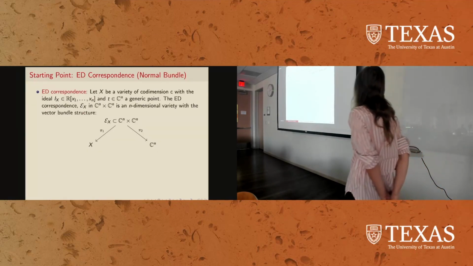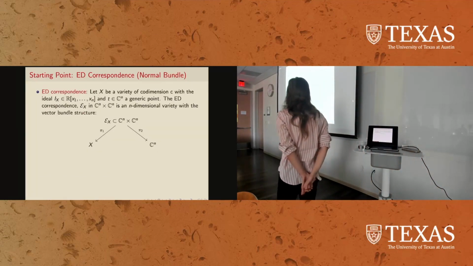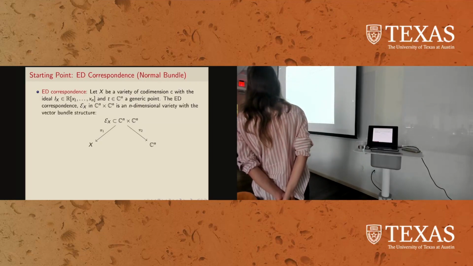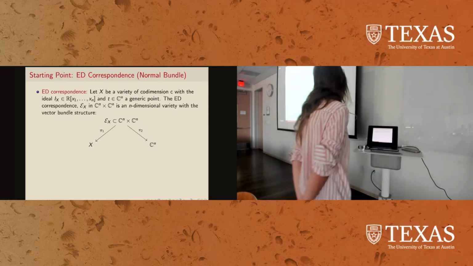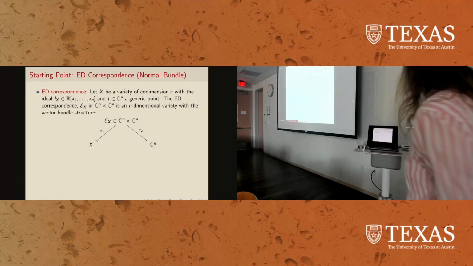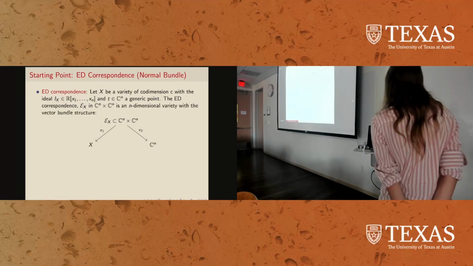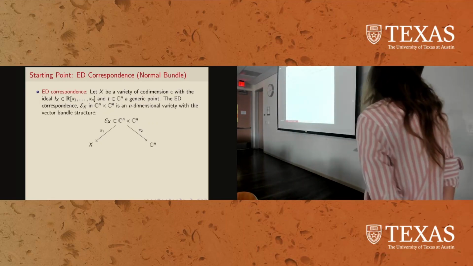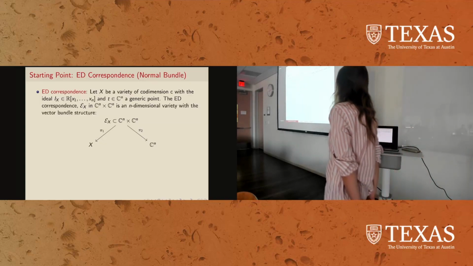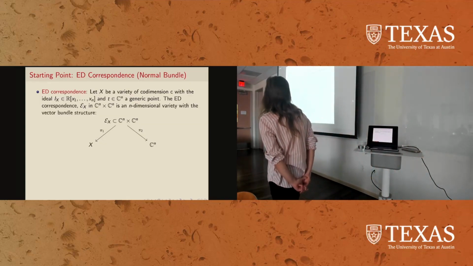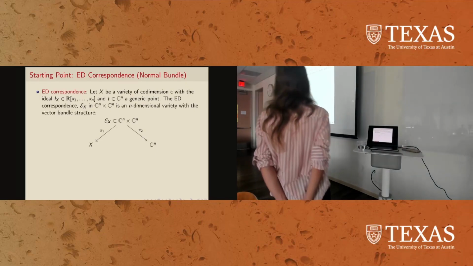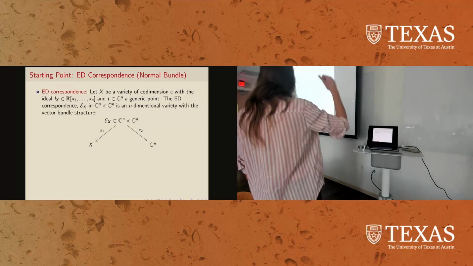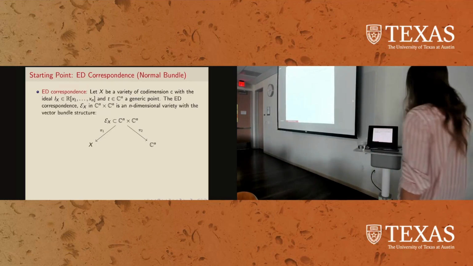So my starting point is the normal bundle, which in this context is also called the ED correspondence. So suppose you have some variety, capital X, of codimension c. A variety is defined by its ideal, capital I sub X. And suppose t is a generic point in the ambient space. Then the ED correspondence is an n-dimensional variety that has this vector bundle structure. So you can either project onto your students or you can project onto your teacher. You can imagine that if your variety is some geometric object, then you have fibers that are perpendicular to the tangent planes to the variety.